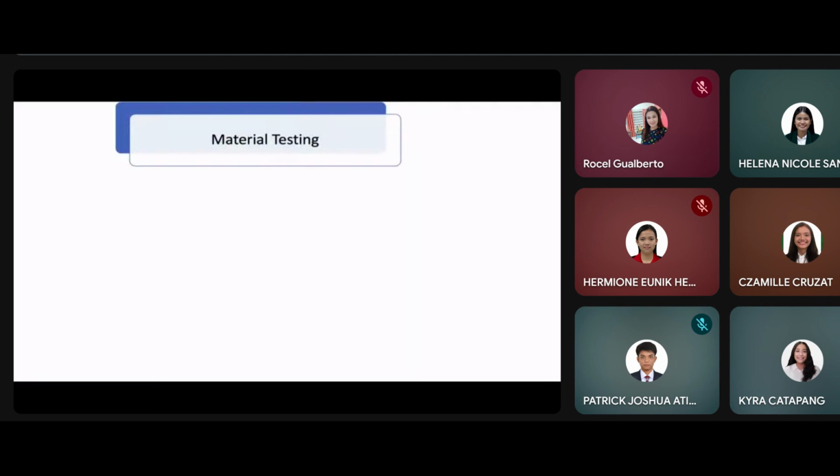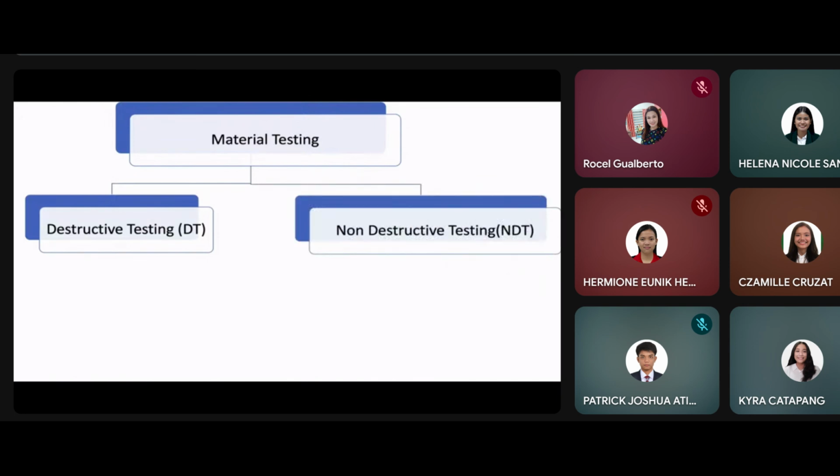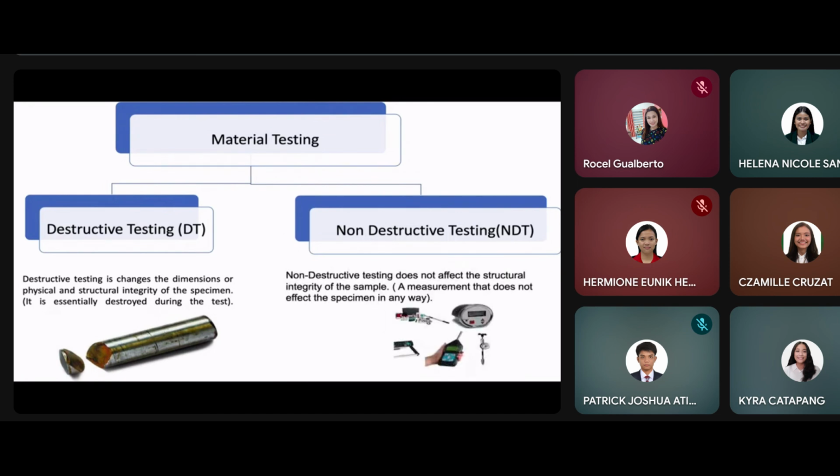Material testing can be broadly classified into two: destructive testing and non-destructive testing. As the name indicates, destructive testing changes the dimension or physical and structural integrity of the specimen in order to identify its capabilities. But in the case of non-destructive testing, measurement will not affect the specimen or make any changes to the physical or chemical properties of the material.